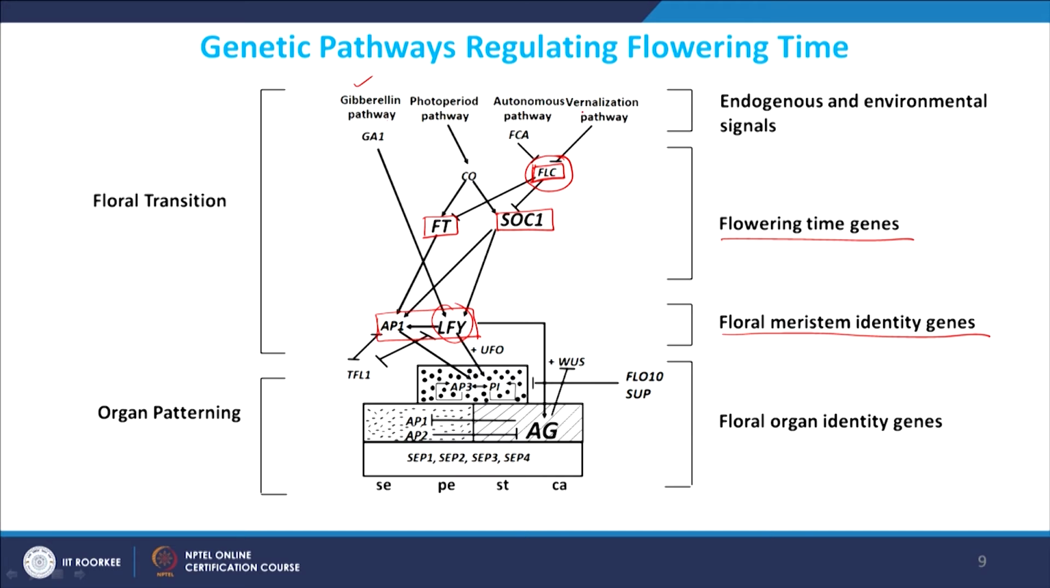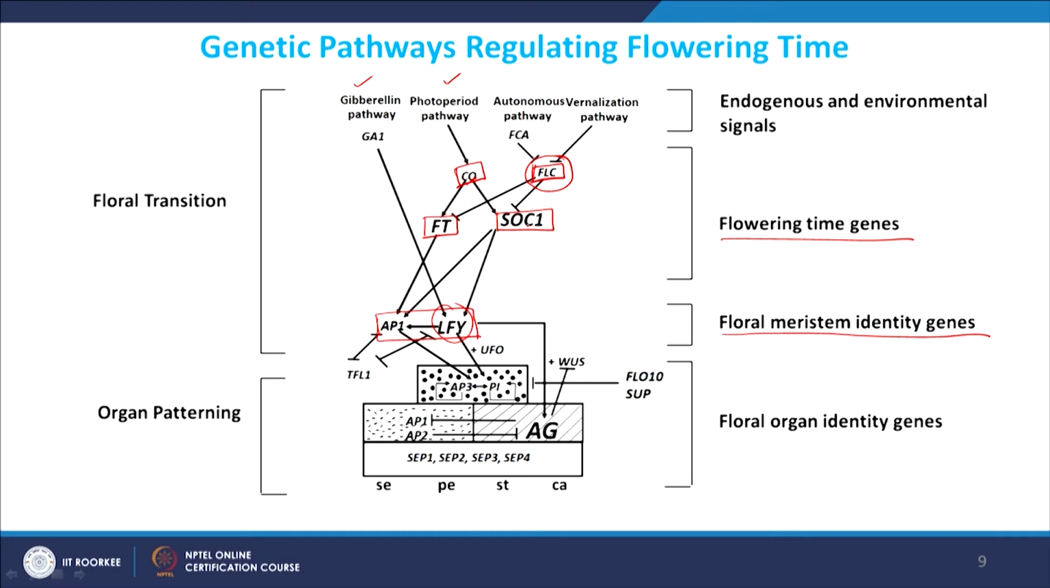But the other pathway, if you look, the photoperiodic pathway, is a positive regulator of FT and SOC1 through CO. CO is CONSTANS. So, basically when there is a suitable photoperiod, a correct photoperiod, then this pathway will be activated, and this pathway will activate expression of CONSTANS, and then CONSTANS will go and activate FT and SOC1.